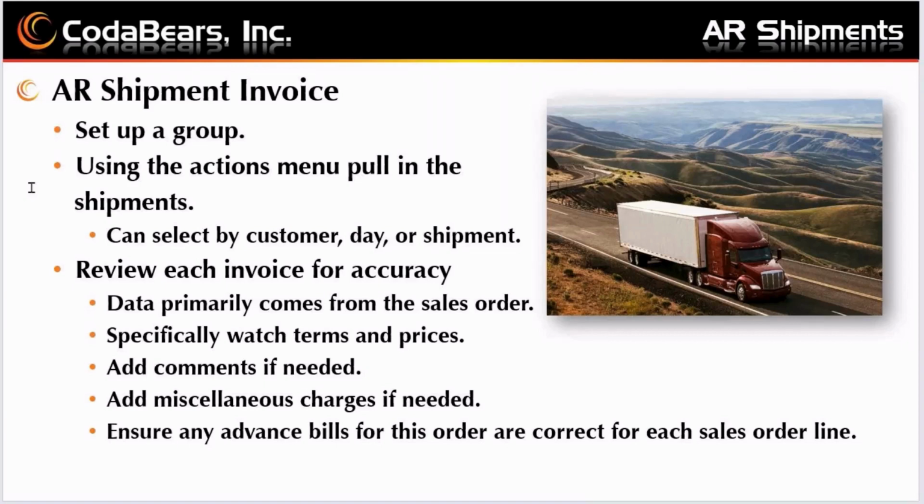You can also add comments if needed to any invoice in particular. You can add miscellaneous charges if they're needed. We talked about that in the setup. This is where you could add freight, for example. And if there's any advance billing for this order, make sure that they are correct. And last week we talked about advance billings, that they're line order specific, and you want to make sure that it pulls in on the final invoice so that the invoice is then zeroed out in your system.